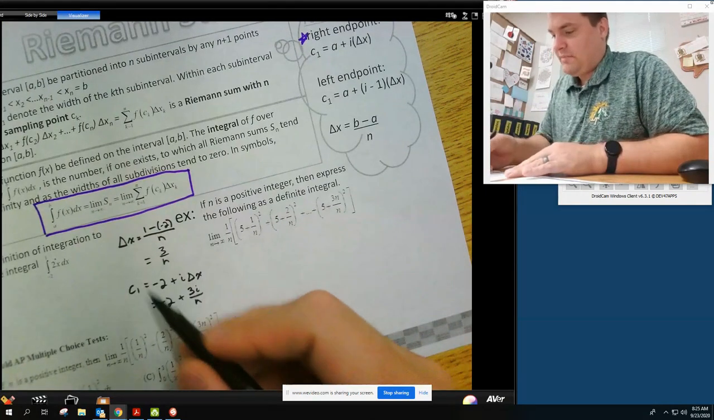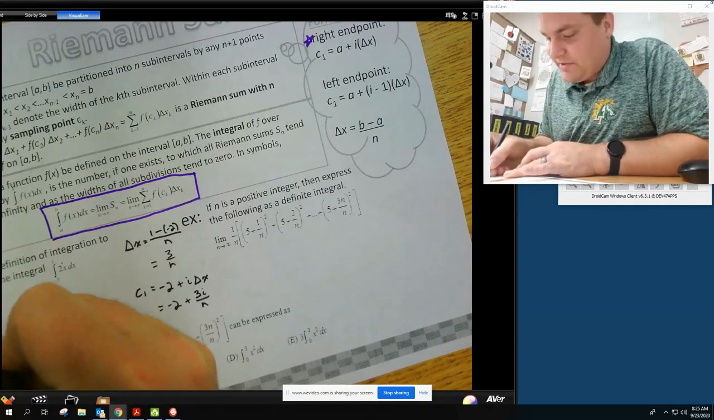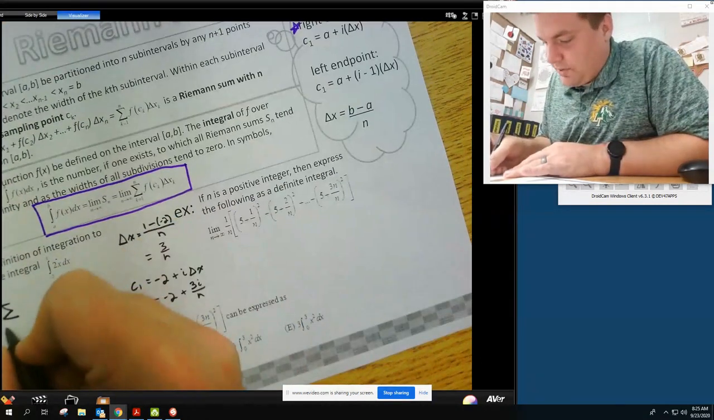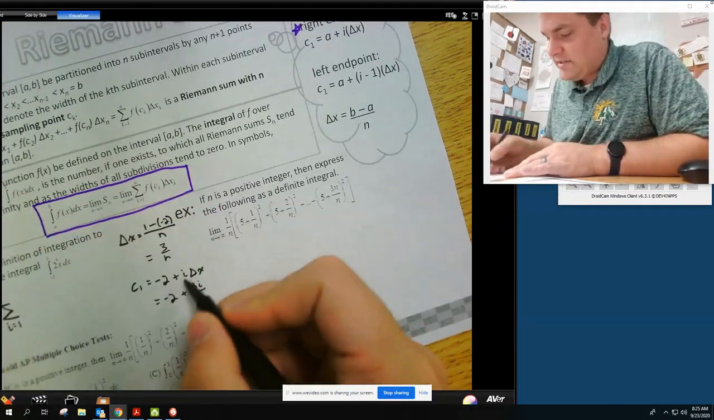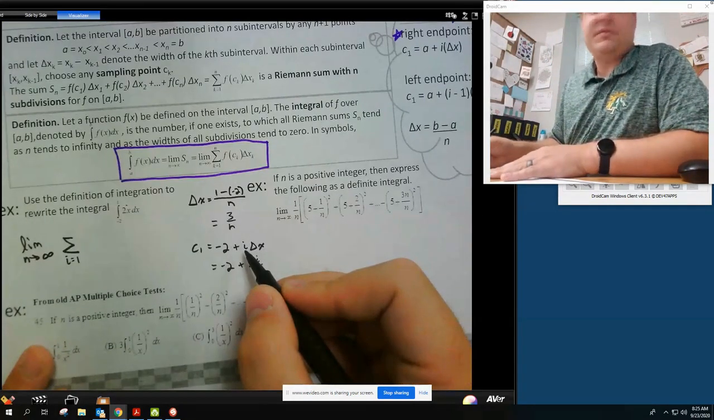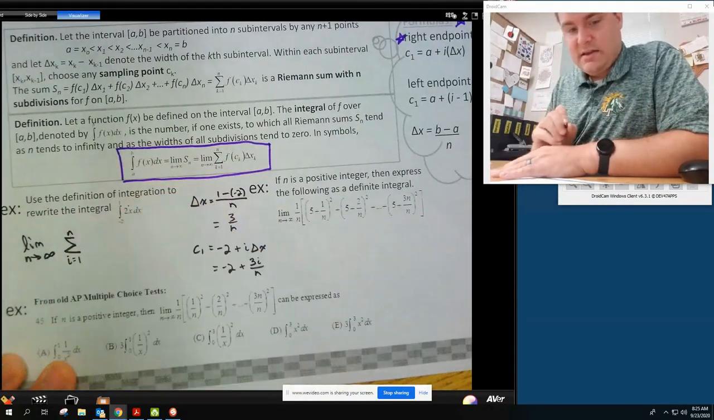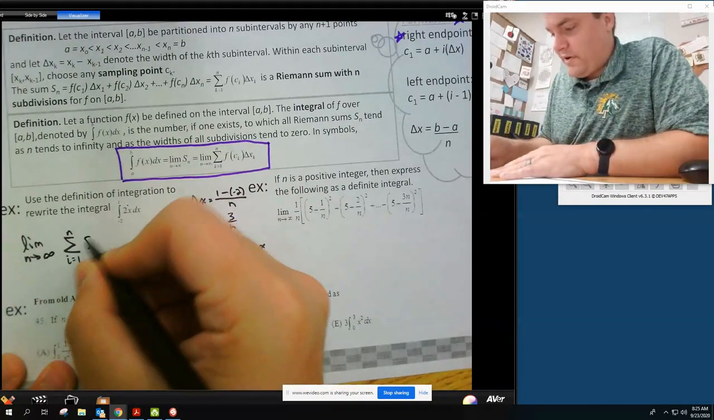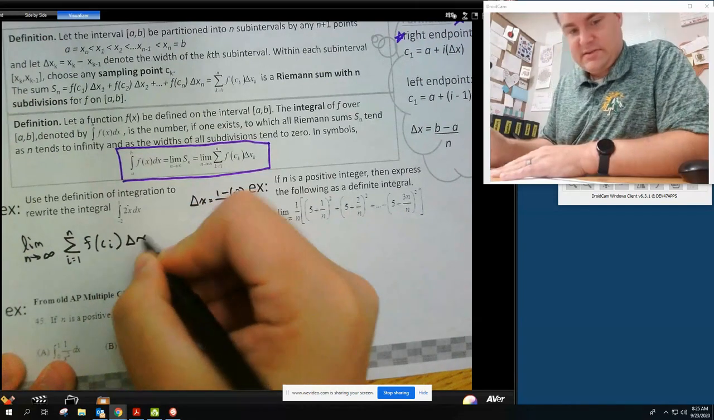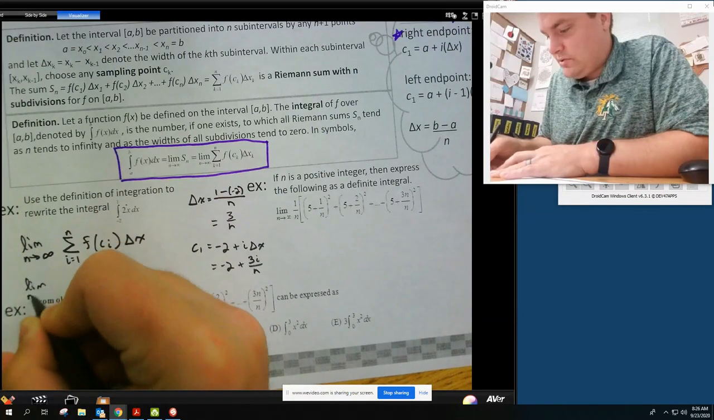So now let's go ahead and plug this in. So this is going to be the limit as n approaches infinity of this summation from i equals 1. You could use k instead of i. Again, you just need to change that one right there to a k. So we're going to go from i equals 1 to n of our function of c_i times delta x. Okay, so what that's going to turn into, let's go ahead and translate this.